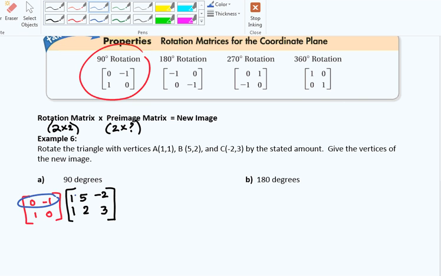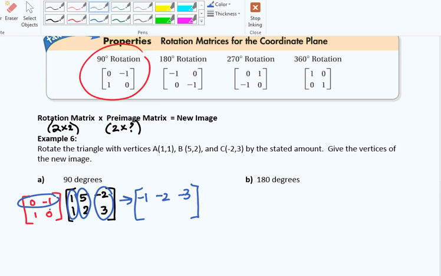So I'm going to start off with my first row times my first column. Row 1, I get 0 times 1, that's 0, and negative 1 times 1 is negative 1. Row 1 times column 2, 0 times 5 is 0, negative 1 times 2 is negative 2. Row 1 times column 3, 0 times negative 2 is 0, negative 1 times 3 would be negative 3.